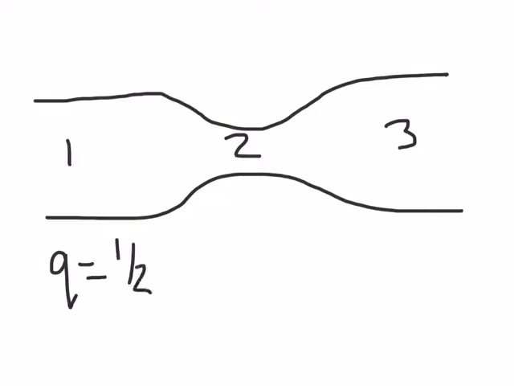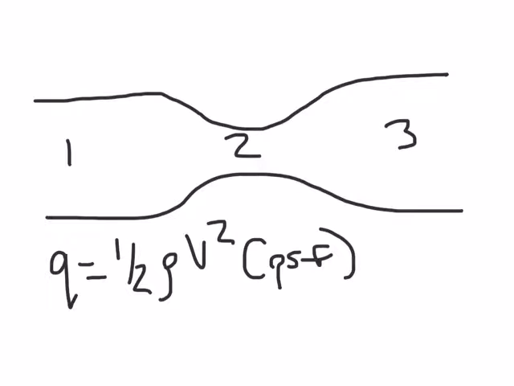So let's draw a pipe again. Here's station 1, station 2, and station 3. You'll see that dynamic pressure, which we refer to as Q, is equal to 1/2 density times velocity squared, and this is going to be in pounds per square foot. You'll see that the book takes this and brings it down to Q equals density ratio times velocity in knots squared divided by 295.